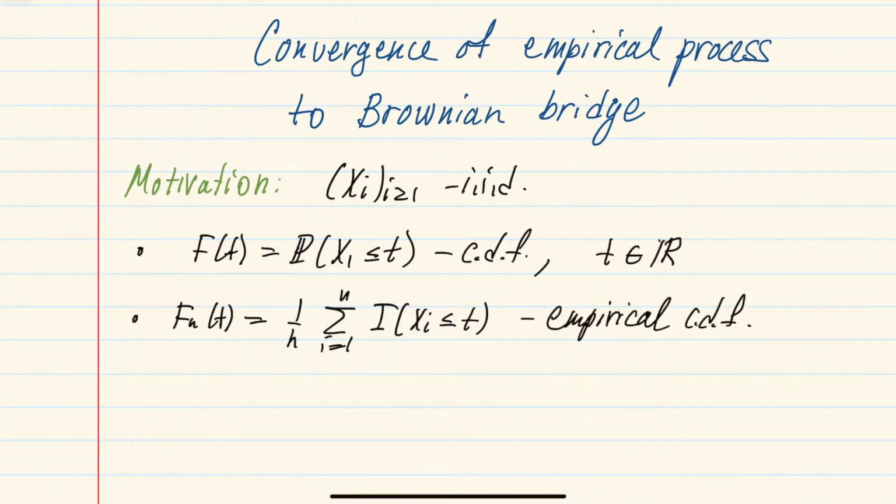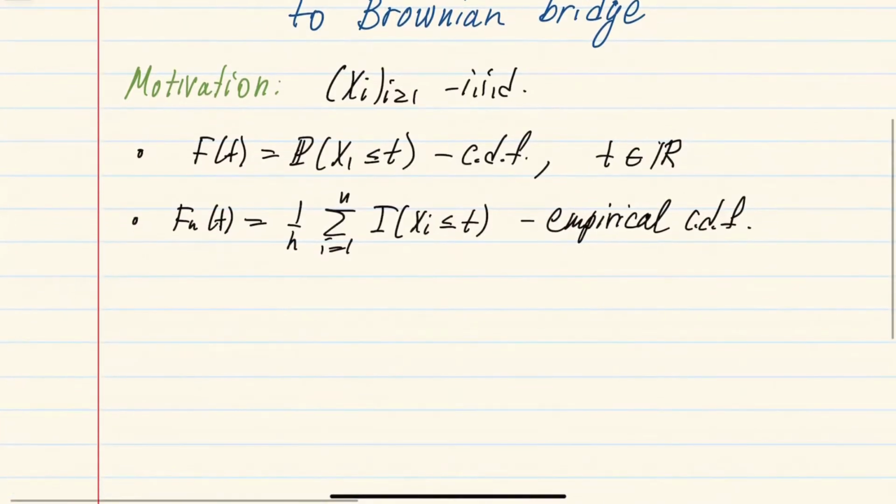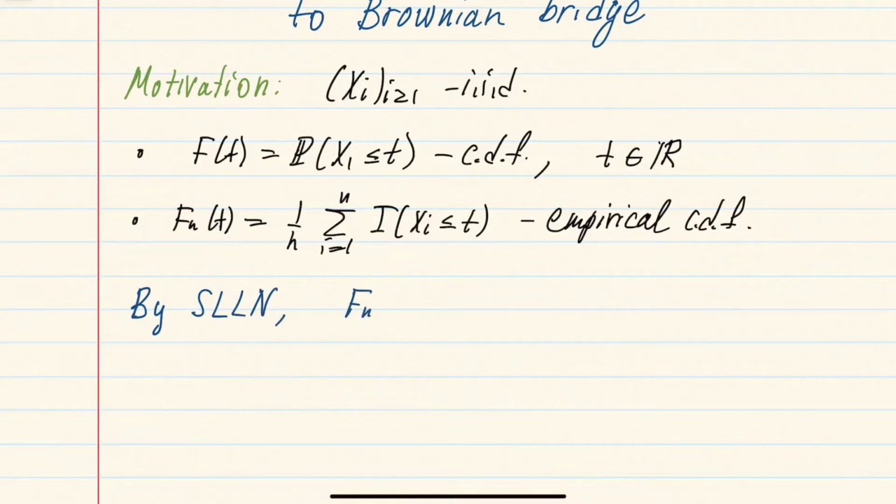Okay, then by the strong law of large numbers, of course, this average converges to the expectation, which is exactly the CDF, for any given t. So if you fix t, this is just the strong law of large numbers, because the expectation of the indicator is the probability, which is the CDF.